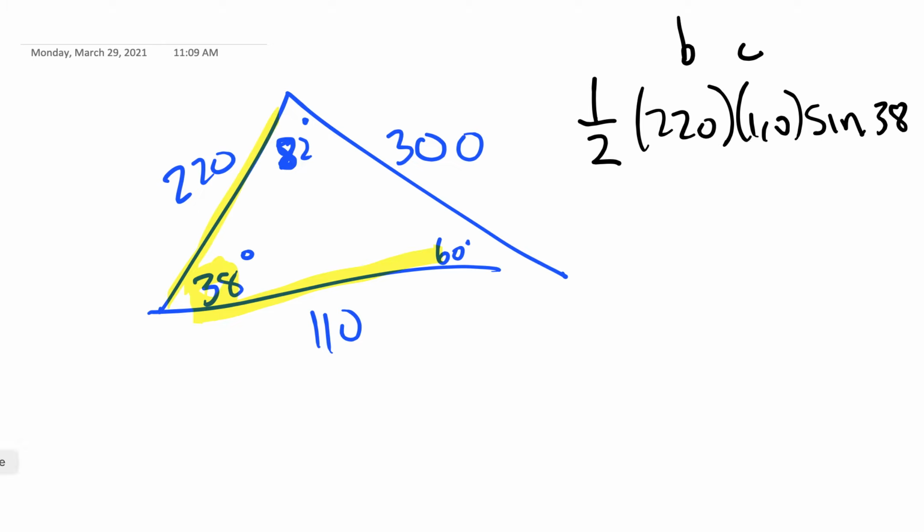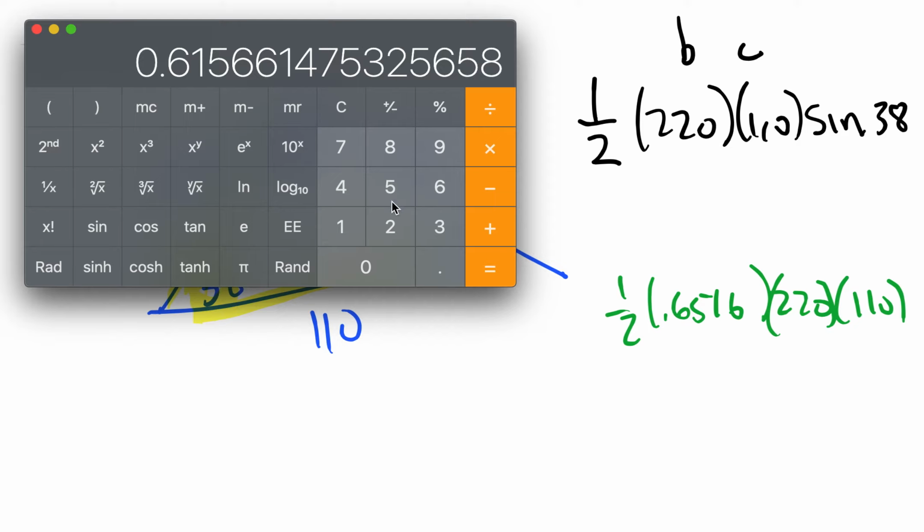And I'll do that first. So I'll take sine of 38. I don't need to get the missing angle, so I just push the sine button, not the inverse, and I get 0.6156. So I'm going to take 1/2 times 0.6156 times 220 times 110. And let's finish. So I already have the sine of 38. By leaving this and not reducing it to the first 4 digits, it's actually going to be more accurate. So I'll leave this up.